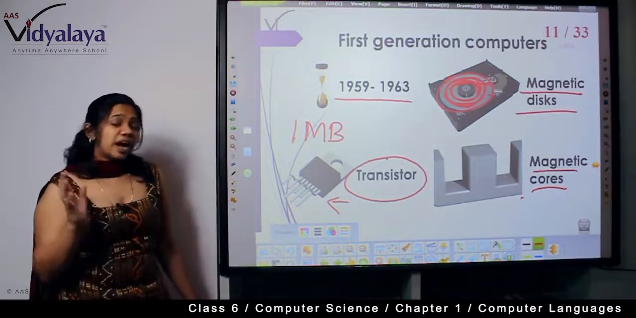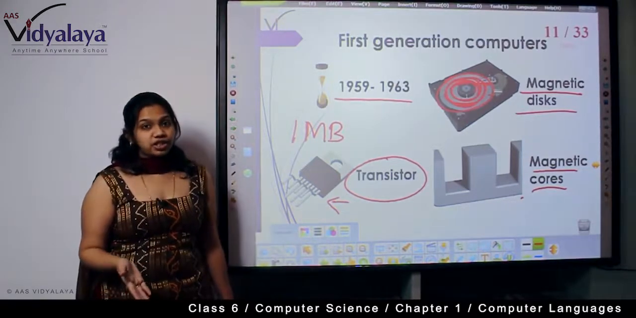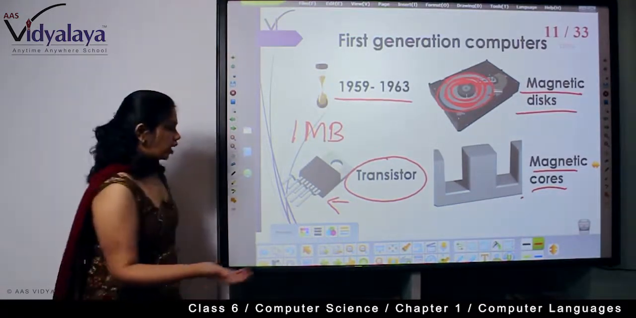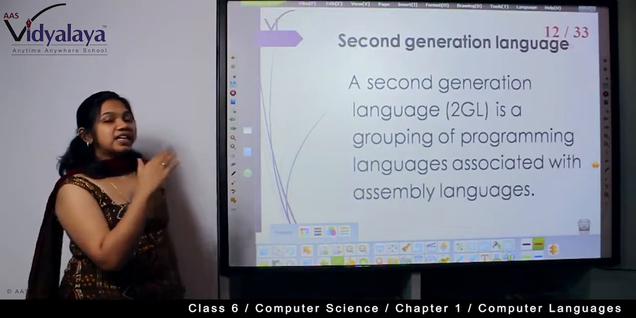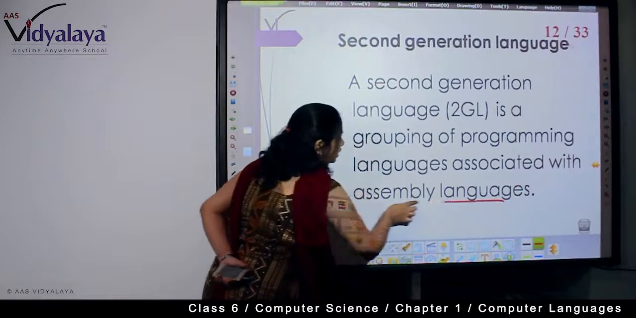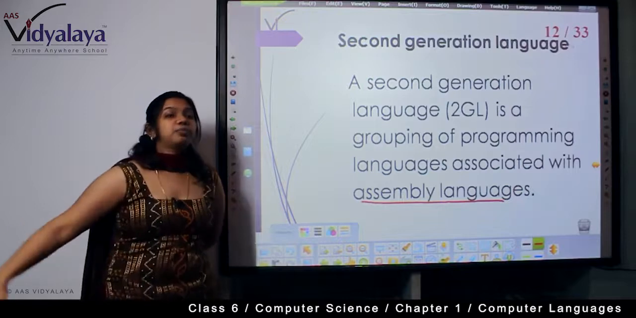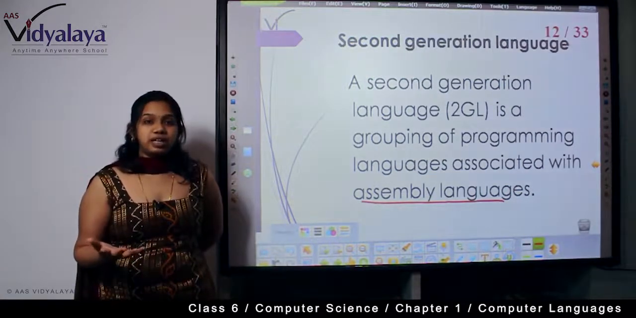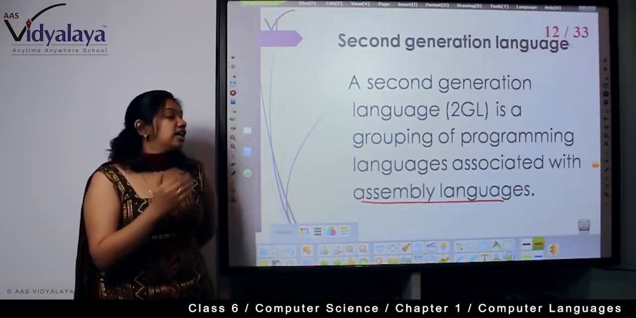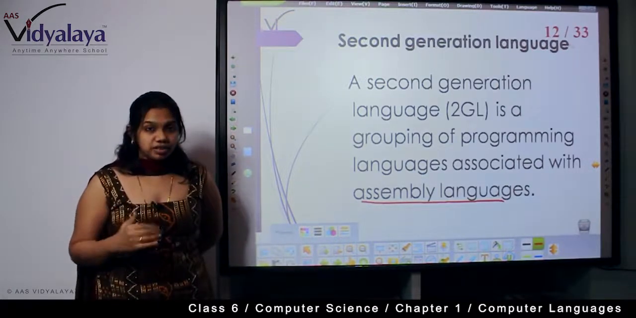We saw that binary numbers were used in first generation language, but there's something different in second generation language. We wanted to make it more readable for human beings. The second generation language is a programming language associated with assembly languages. What do you mean by assembly? When you have a gathering, you call it an assembly. A gathering which is arranged properly is called an assembly. In the same way, instructions are simplified. Simplified means very low level instructions.